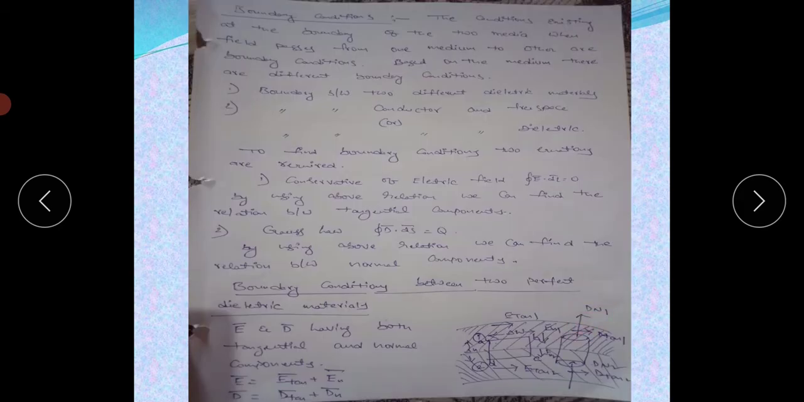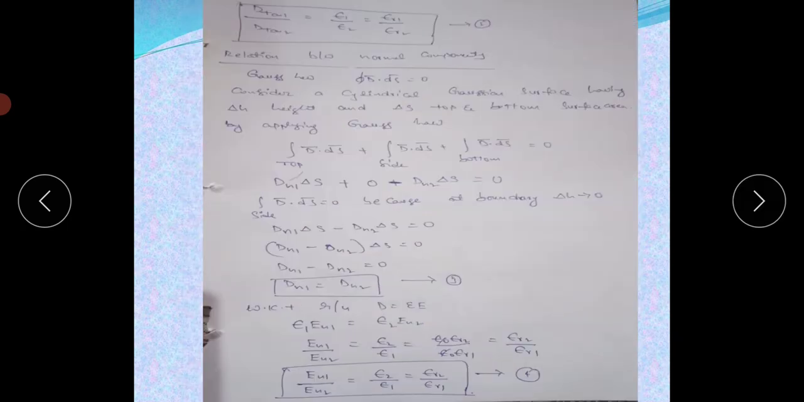So the cylinder has three surfaces: top surface, bottom surface and side surface. We know the Gauss law formula: closed surface integral of D̄ · dS̄ equals 0. Here the closed surface has three surfaces, so the total integration we can divide into three parts: top surface integration, bottom surface integration and side surface integration.